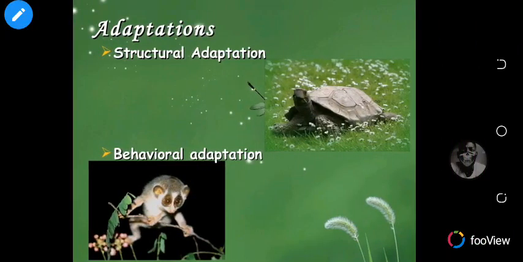We have adaptation in terms of structural adaptation and behavioral adaptation. In terms of structural adaptation, we are looking at how the animal is built. For example, whether the animal has a shell, fur, feathers, hair, etc. And behavioral is what the animal actually does.